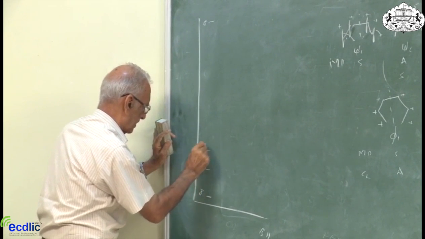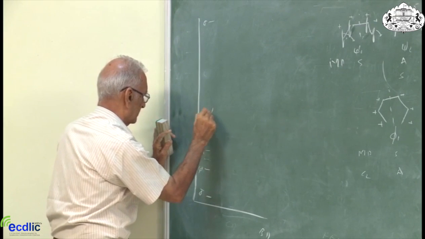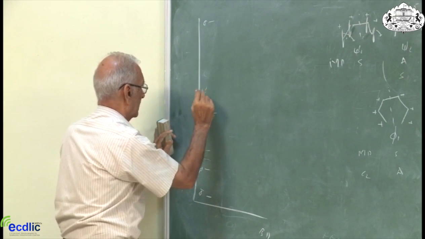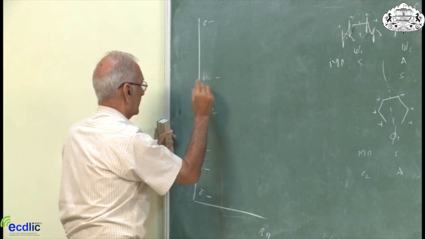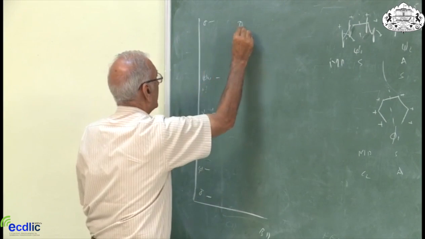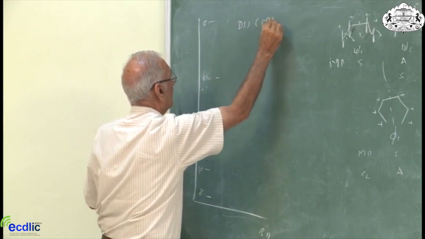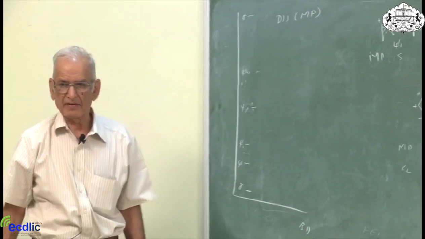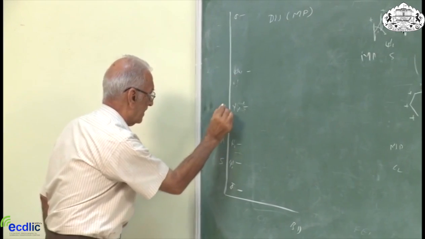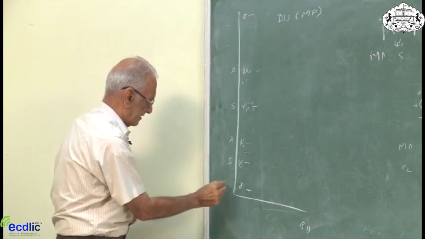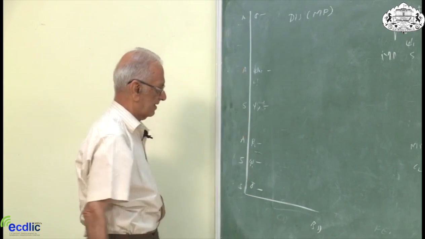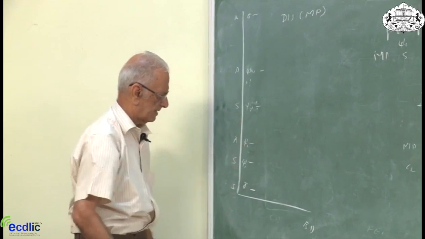Psi 1, psi 2, psi 3, psi 4. Okay. Disrotatory, therefore, mirror plane symmetry. Psi 1 S A S A. Sigma is symmetric for both, this is anti-symmetric. All right. Let us put it.